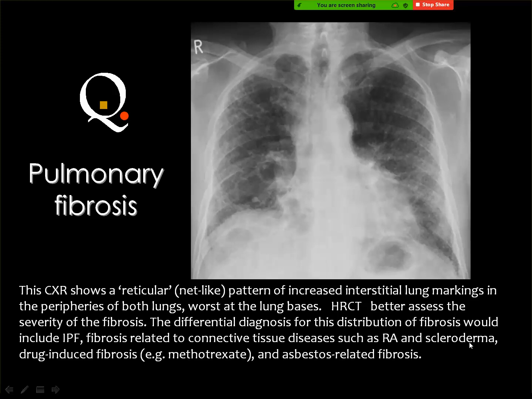If you have to differentiate this from others, then you should have the high resolution CT to look for honeycombing, bronchiectasis, and other findings that can support your diagnosis or exclude it, and you look for another etiology.